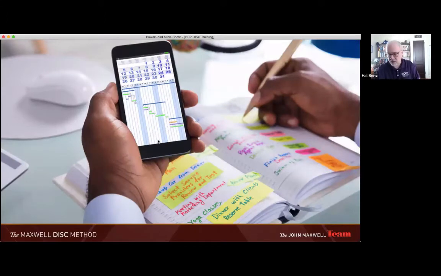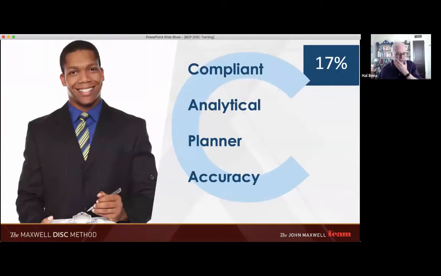And then our detail-oriented friends, the high Cs, this is clearly my lowest trait. If you look at their homes, everything in the garage is neatly hung up. All the tools are in the right spot. There's never a thing out of order. The tools might even have little label spots on them that say rake goes here, shovel goes here, right? These are our friends who are the high Cs, and they make up about 17% of the population. They're compliant, they're analytical, they're great planners, they're detail-oriented, right?